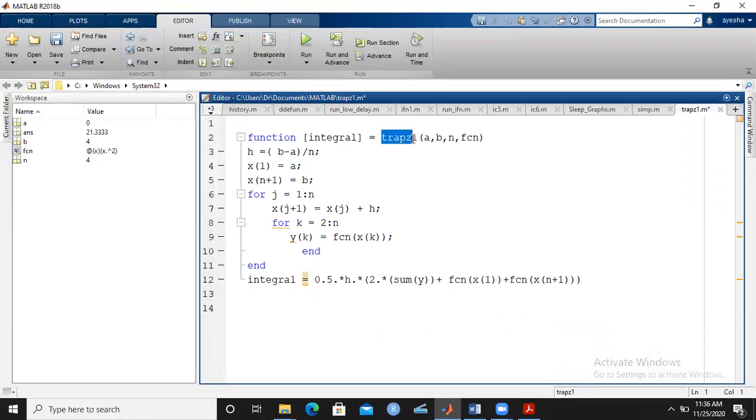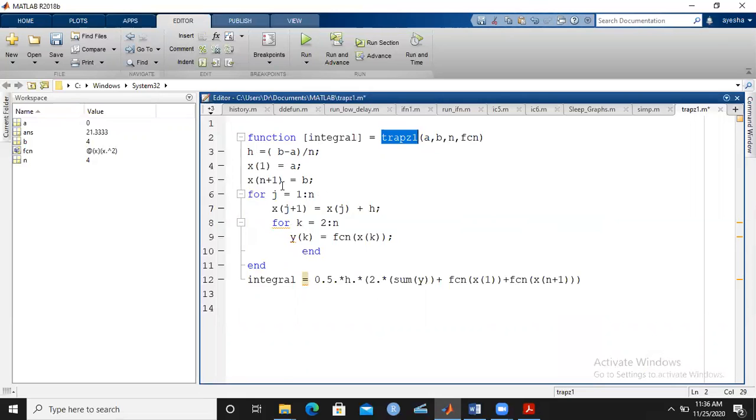Here I have saved it as traps1. The first line is function. The left hand side is always the output, and the right hand side is always the input: starting value a, ending value b, number of patches n. N stands for the number of patches, and the number of grid points would be n plus 1. Keep it in mind. fcn stands for the function. h is the step size, b minus a divided by n. x of 1 is equal to a, x of n plus 1 is equal to b, and for j equal to 1 to n.